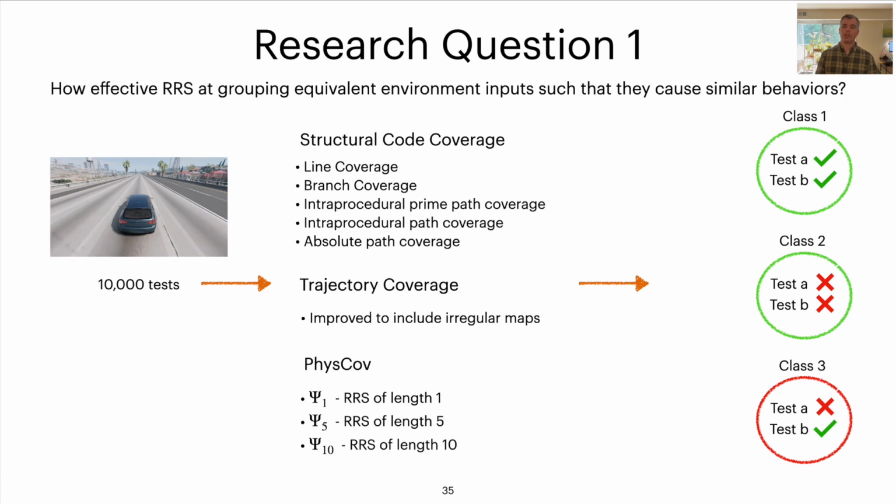We then went and measured the number of classes, as well as the percentage of consistent classes over several baseline metrics, as well as several versions of PhysCov, specifically Psi1 to Psi10, which just represents the length of the RS vector.